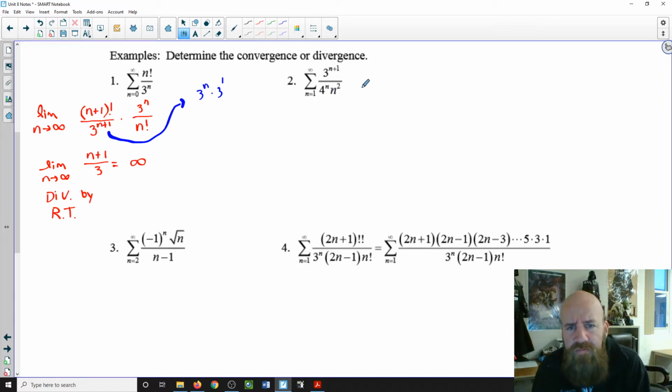So next example, we're going to do the same thing. We're going to add 1 to all the n values and take the limit.